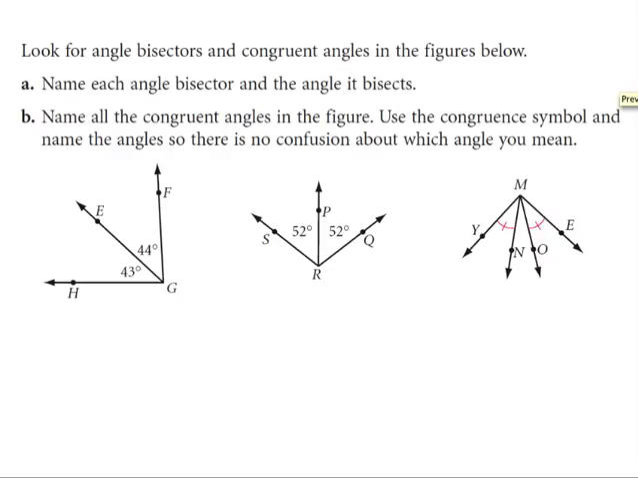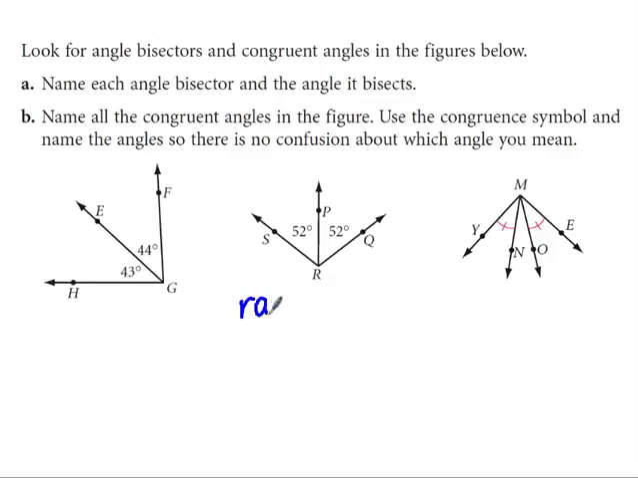There we go. Now let's look at this. It says, look for angle bisectors and congruent angles in the figures below. Name each angle bisector and the angle it bisects. That's the first thing. So is this an angle bisector here? No. Is this an angle bisector here? Yes. What is the angle bisector? Be careful. What is it?